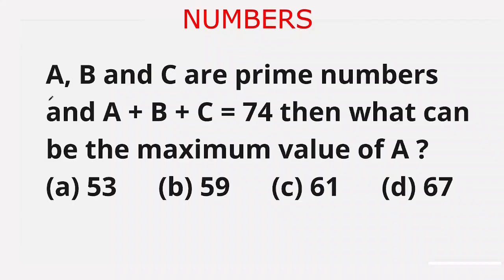We go to the questions. Our question is: A, B and C are prime numbers and A plus B plus C equal to 74. Then what can be the maximum value of A? The given options are option A 53, option B 59, option C 61, option D 67.